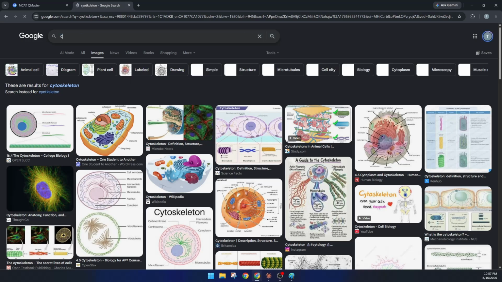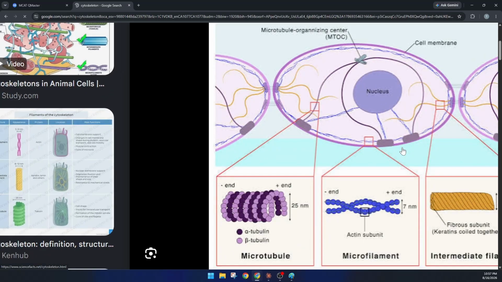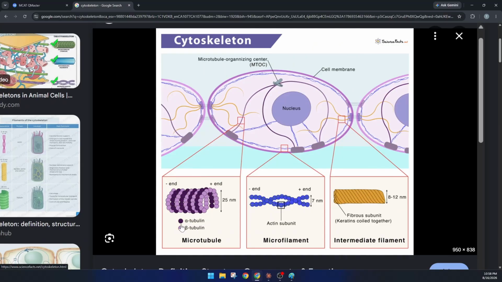So cytoskeleton. I want to see better pictures of the parts. Yeah, this picture is good. So here you can see your microtubule with alpha tubulin and beta tubulin. You don't have to get too specific about that. Just know it's made up of tubulin. Here's your microfilament. Microfilament is made up of actin.